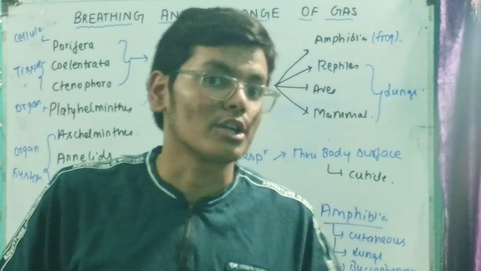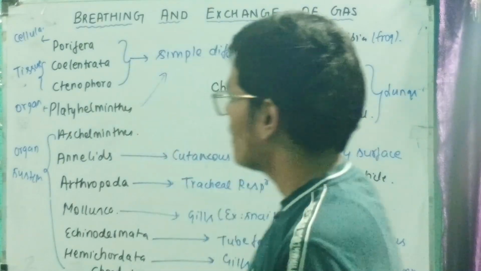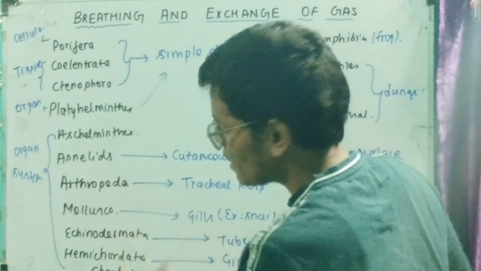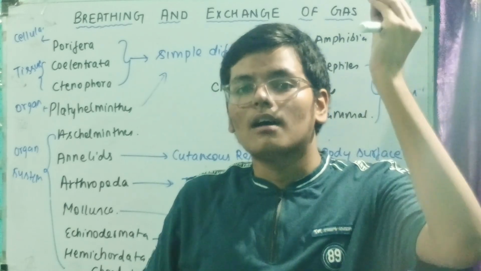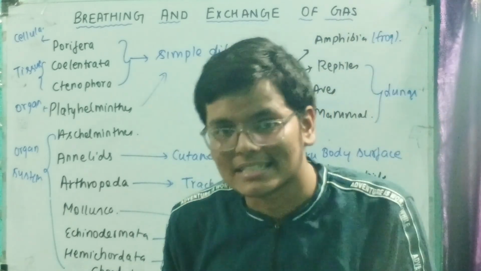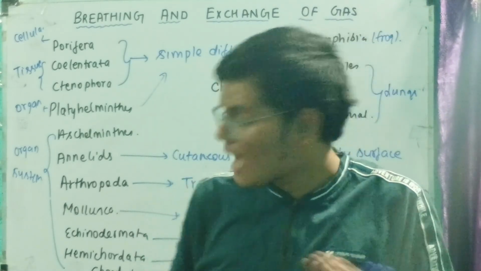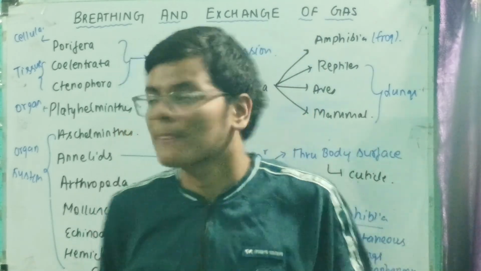So for now we have understood how the primary organ or primary structures for respiration can vary among different animals due to their complexity levels. We started from porifera till chordata. From porifera to chordata, the complexity of the animal increases. Porifera is cellular level and chordata is organ system level.